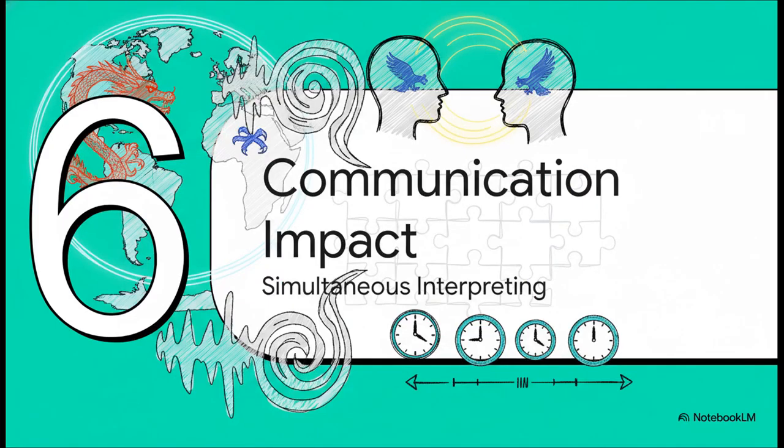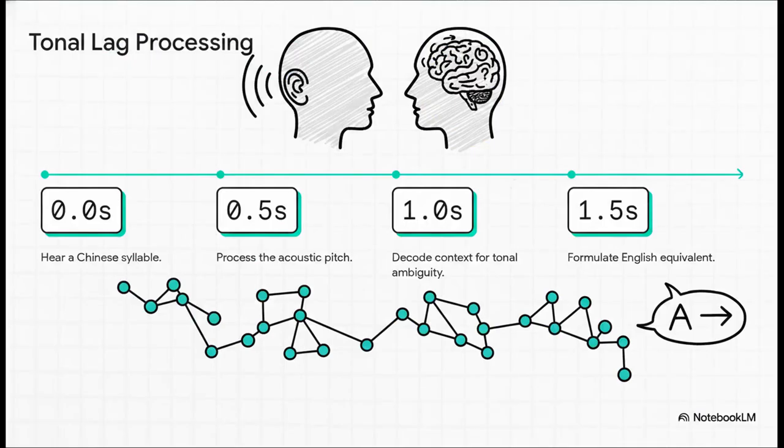Finally, let's look at Section 6, Impact on Pragmatic Communication. So, what actually happens when these vast structural differences collide in real time? Well, simultaneous interpreters face an immense cognitive load due to something called tonal lag. It is literally a terrifying neurological race. In just 1.5 seconds, the interpreter has to hear a Chinese syllable, process its acoustic pitch, decode the context to resolve any tonal ambiguity, and only then can they formulate the English equivalent.